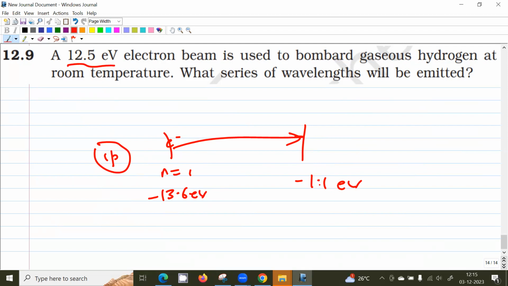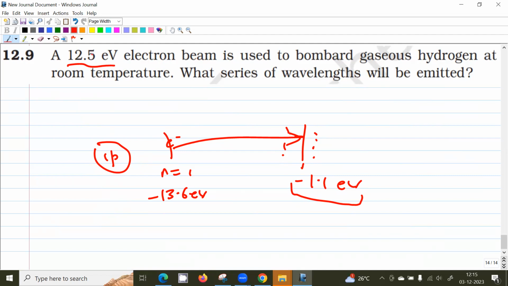So the only thing we have to figure out now is whether this value of energy corresponds to some orbit or some in-between place. If it does not correspond to an allowed orbit, then the electron can only jump from here to the allowed level below it. So that you have to figure out.